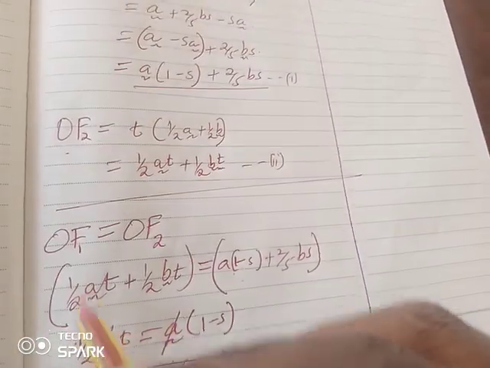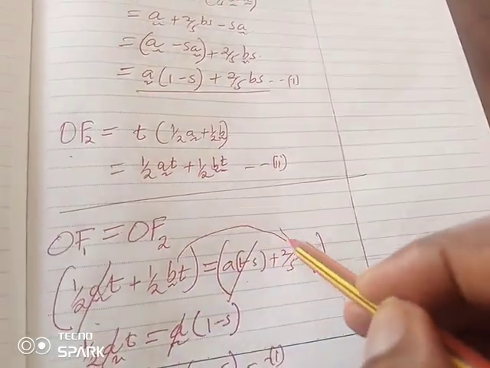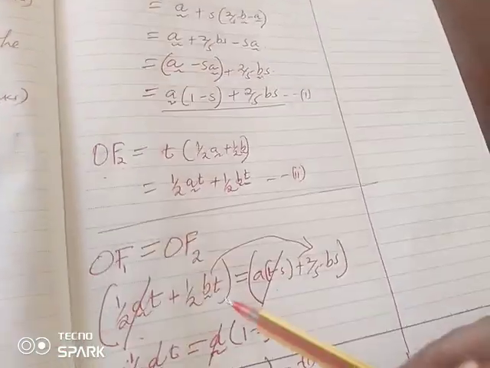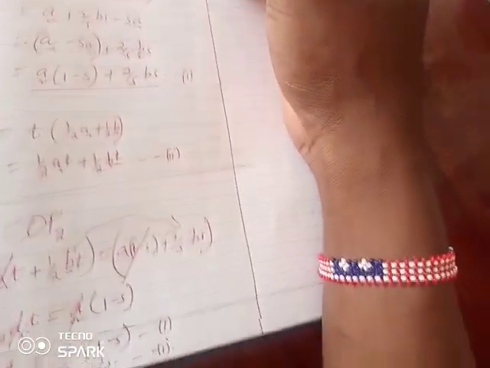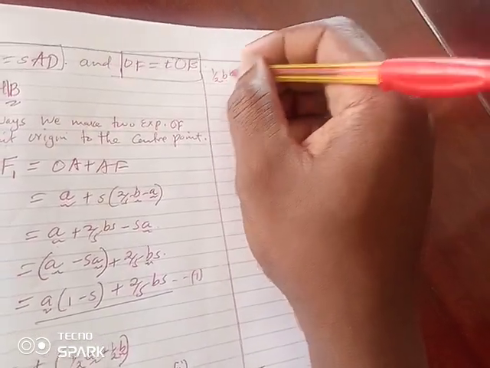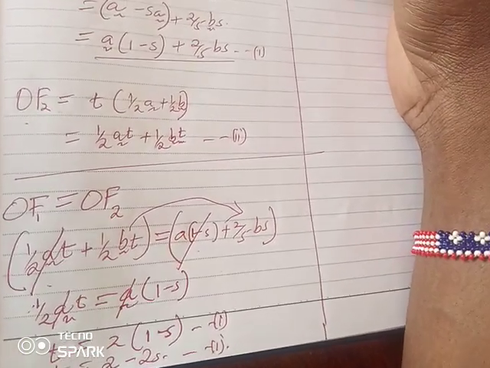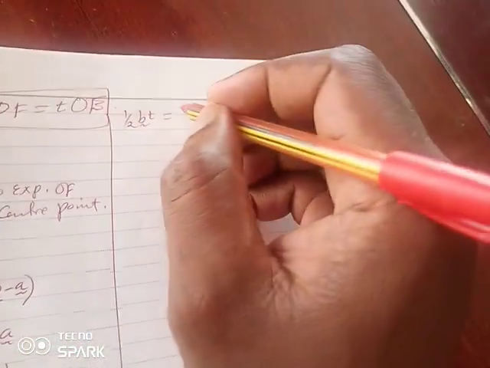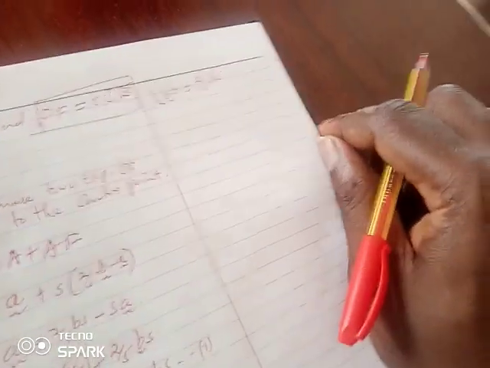Then we have to equate the other part left. So now that I've equated this to this, then this also should be equated. It implies that the other parts are also equal, and therefore half BT should also be equivalent to 2 over 5 BS.